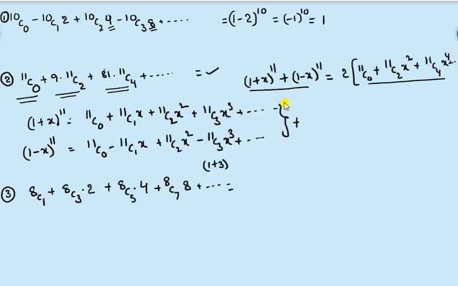(1 plus 3) whole to the power of 11 plus (1 minus 3) whole to the power of 11, divided by 2, is equal to 11C0 plus 11C2 into 3 square plus 11C4 into 3 to the power of 4 plus and so on. So that's what the answer. You can simplify this particular expression, right?